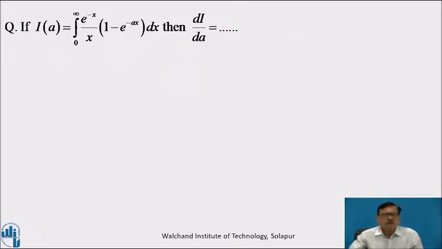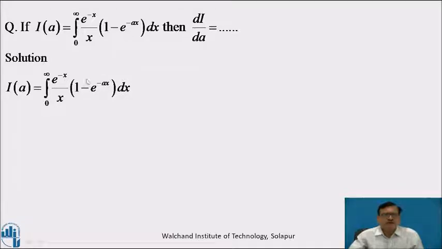Pause the video for a while. If I(a) equals the integral from 0 to infinity of e raised to minus x by x, into bracket 1 minus e raised to minus ax, dx, then what is dI by da? I hope you have completed. Let I(a) equal the given integration from 0 to infinity of e raised to minus x by x into bracket 1 minus e raised to minus ax, dx.